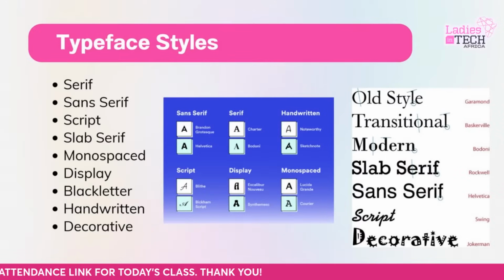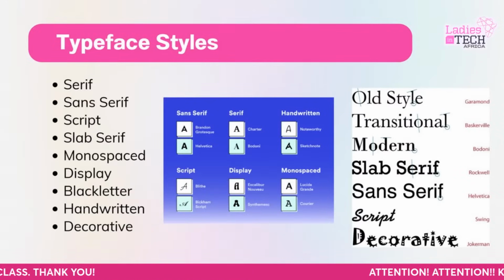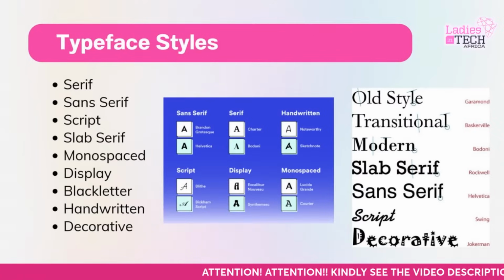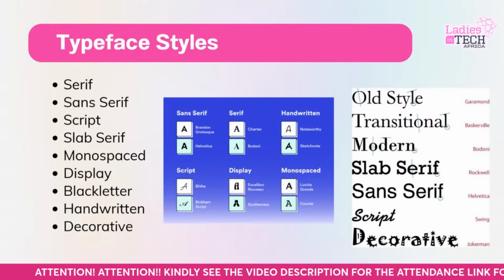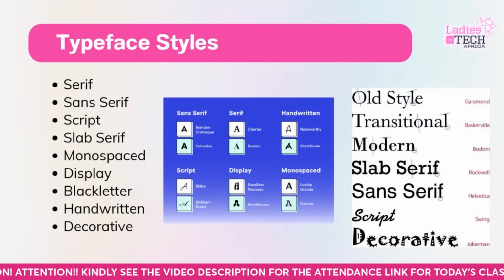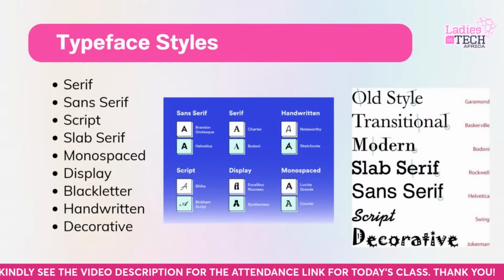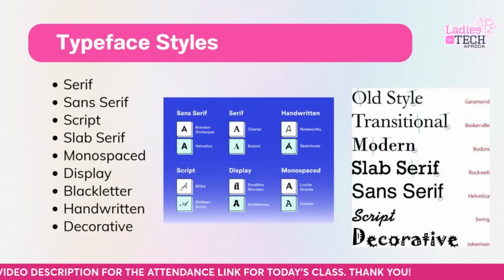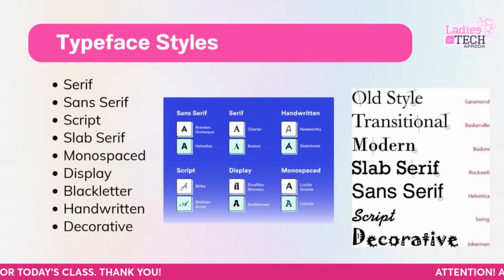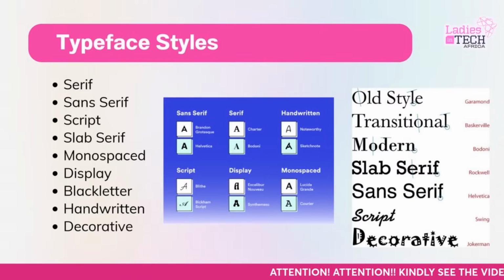I don't think I can zoom, unfortunately, but the slides will still be given to each and every one. But on YouTube, you can actually use your hand to zoom, so that works. Yeah, so then other examples, we have old style, we have transitional, we have modern, we have slab serif, which is like a thicker serif. And then we have sans serif, without serif. We have script, it is cursive. We have decorative, which is literally decorative. So yeah.